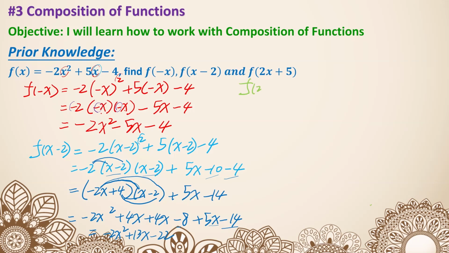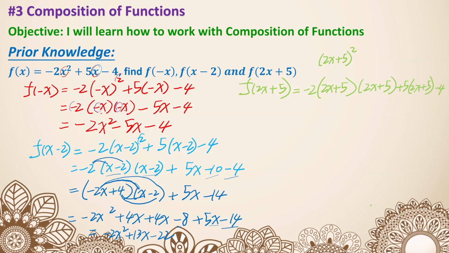F of 2x plus 5. Same thing, wherever we see x, we're going to replace it with a 2x plus 5. So negative 2 stays, and the 2x plus 5. We already know that part is going to be 2x plus 5 squared, so let's already write it twice. And then we have the plus 5 times 2x plus 5, and don't forget the minus 4 on the end.